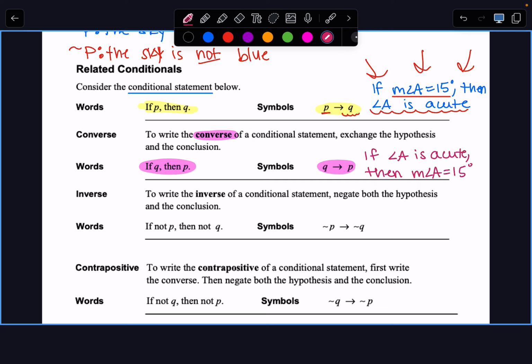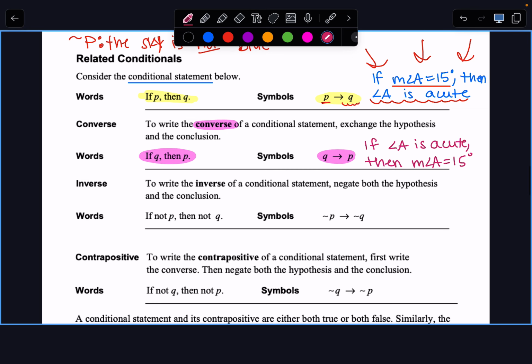Is that a true statement? I mean, how do you know? Okay, give me a counterexample. Okay, Aaron? 16 degrees. It can be acute and not be 15 degrees. Okay? It can be, but it's not true all the time.